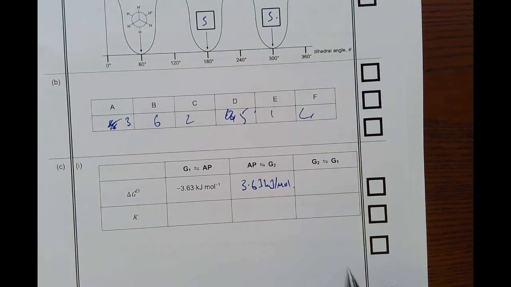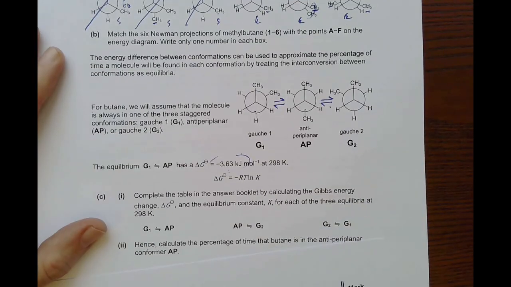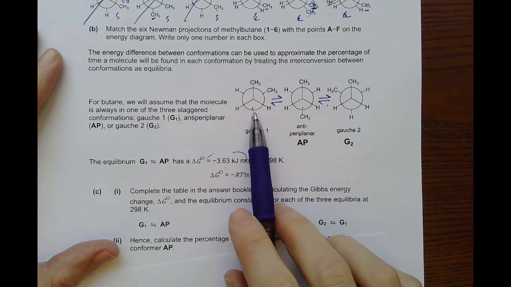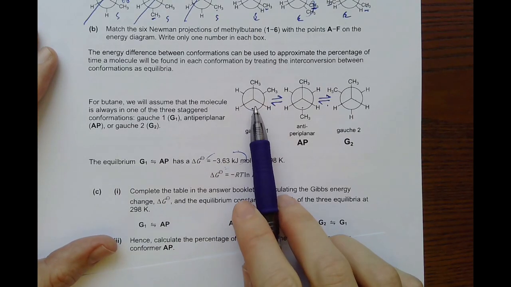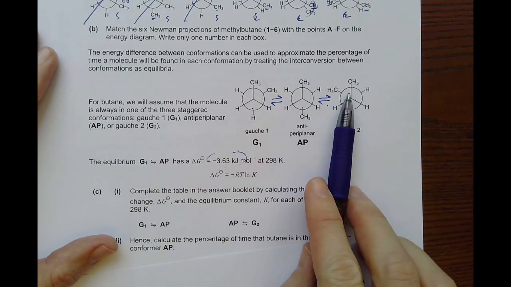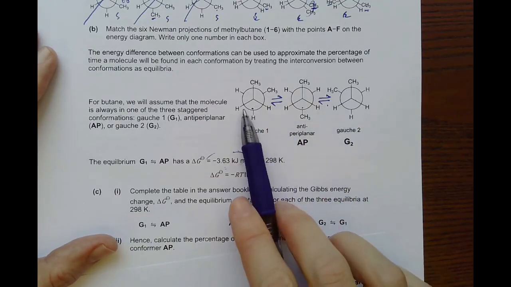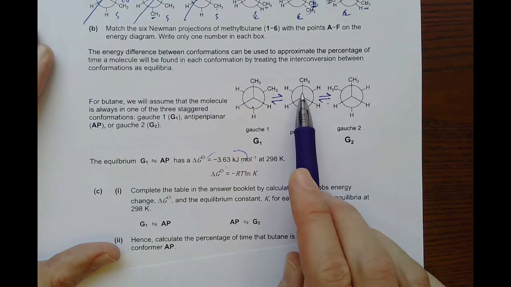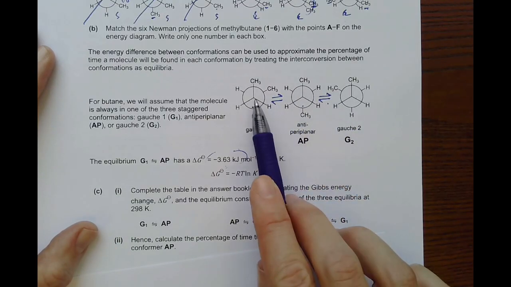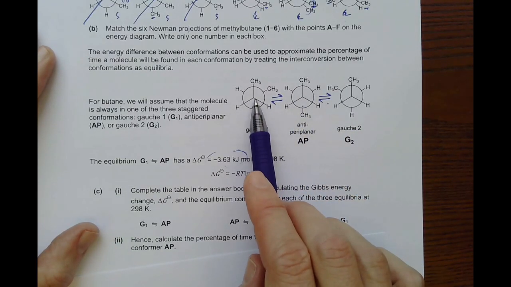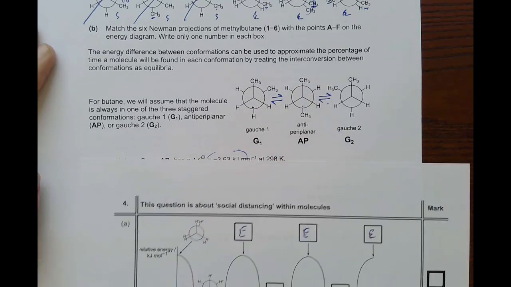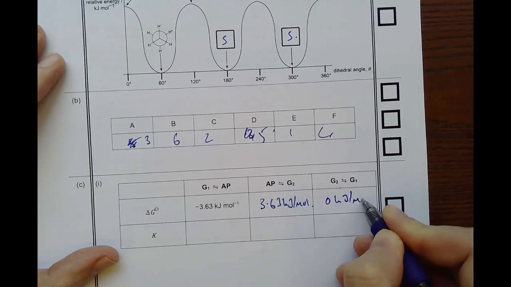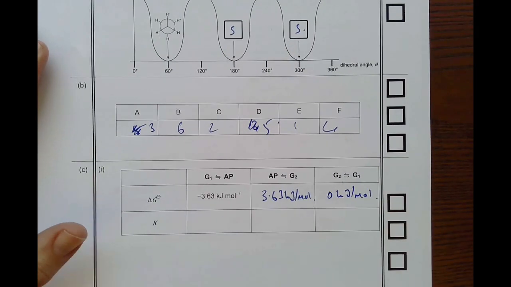Then we're given G2 to G1, and delta G is a state function, so we can take this and this as being the same. We can just assume this is going to be 0, or we can go, well, if from here to here is minus 3.63 and here to here is plus 3.63, then as a state function, the sum of those is going to be equal to the overall. So that's just going to be 0 kilojoules per mole. And then we're asked to find K.